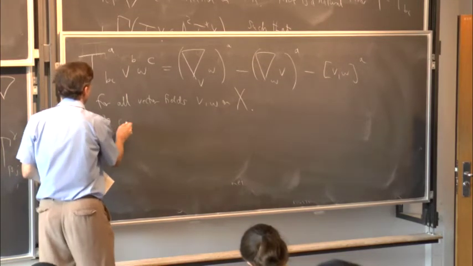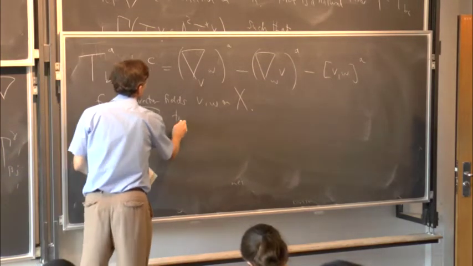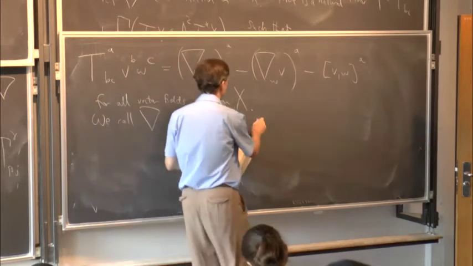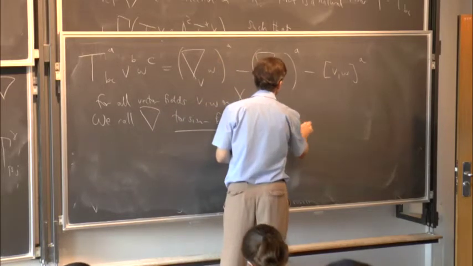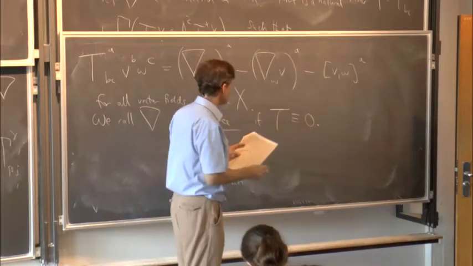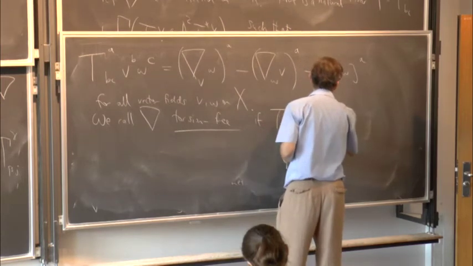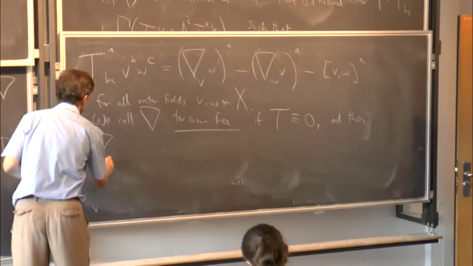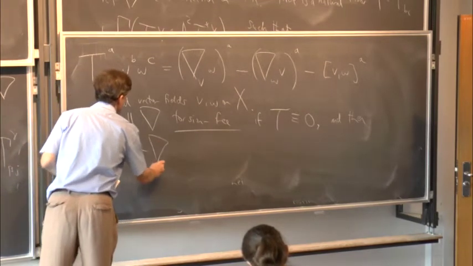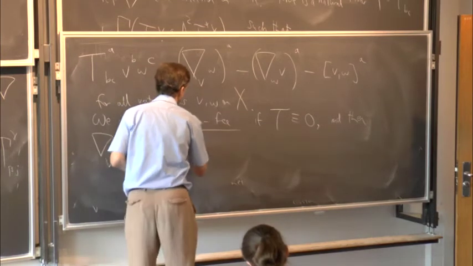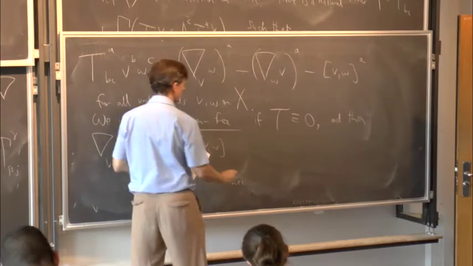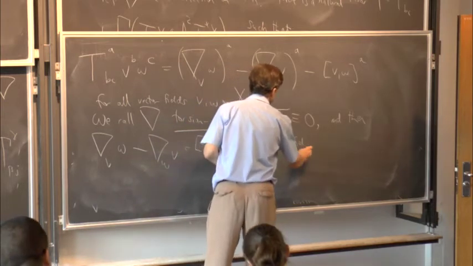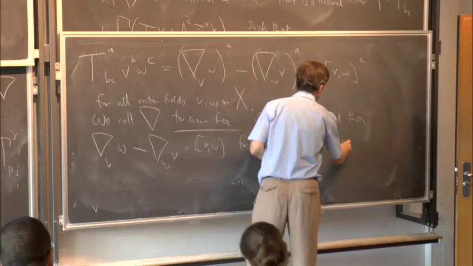And we call nabla torsion free if the torsion T is zero. And then for torsion free connections, we have that nabla V of W minus nabla W of V is the Lie bracket V comma W for all vector fields V and W on X.